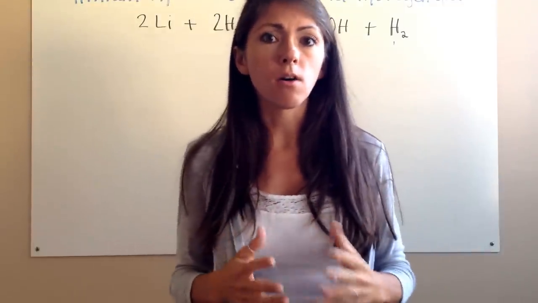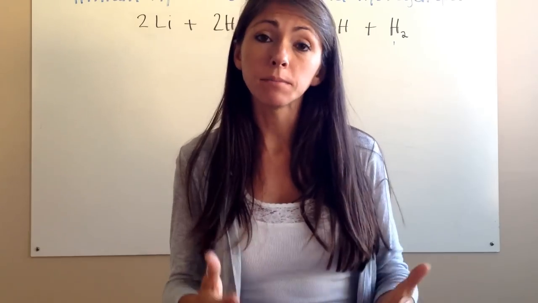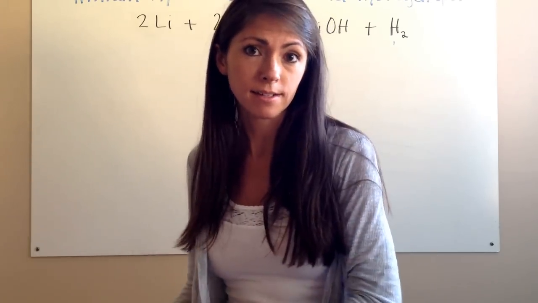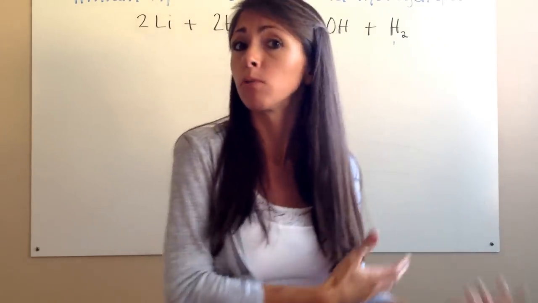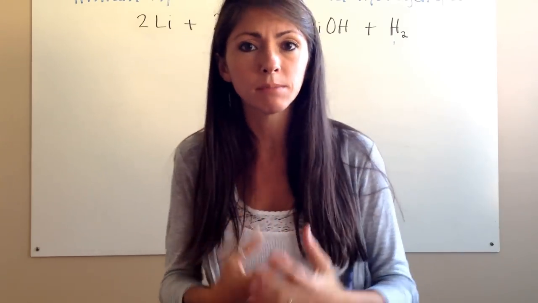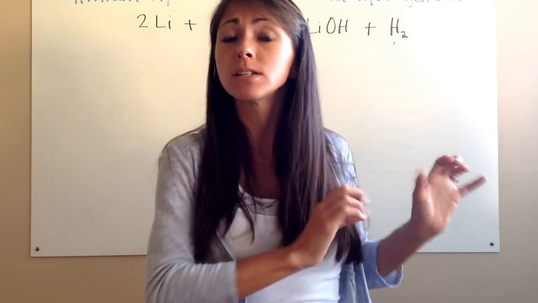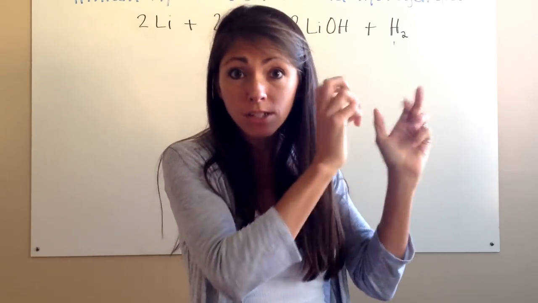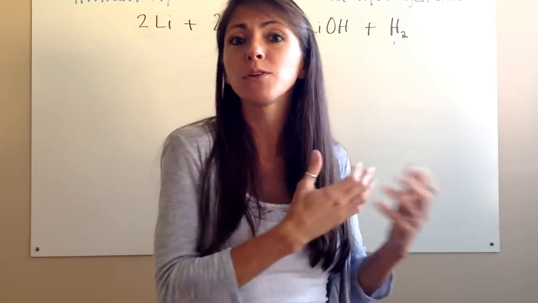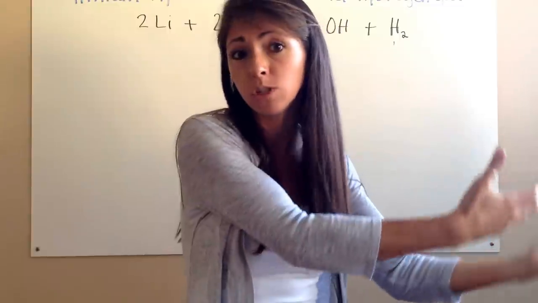Those two things are the idea of a limiting versus an excess reactant. That is, which of my two ingredients is holding me back from creating more product? And with that limiting reactant, however much it allows us to produce, we can call that our theoretical yield. In theory, that's how much we should produce.